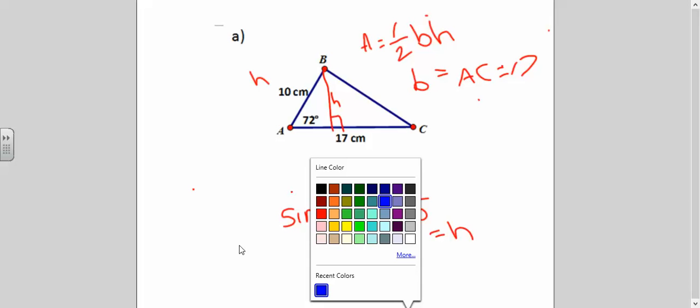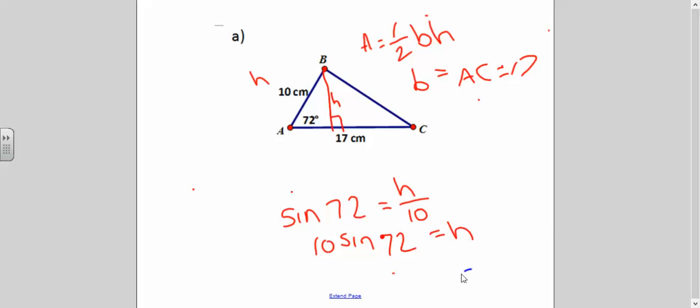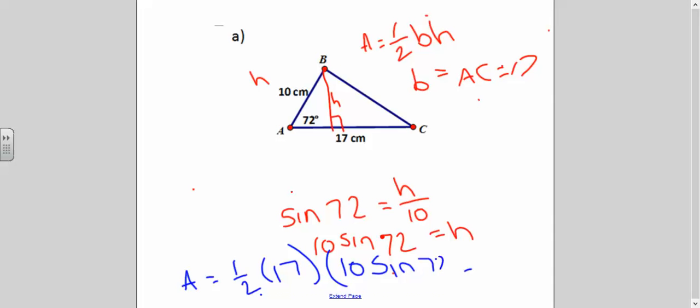So now we're going back up here, and I'll do it in blue. We're going to look at our area. So our area is 1/2 the base. That's our 17. So 1/2 of 17 times our H right here, 10 times the sine of 72. So in your calculators, it would work out just exactly as it's shown.